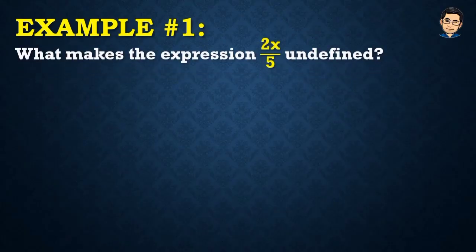So let's have example number 1. What makes the expression 2x over 5 undefined? Okay. So ang gagawin lang natin dito, yung denominator na 5, equate natin sa 0. Now, is 5 equal to 0? No. So 5 is not equal to 0. So therefore, there is no restricted value that would make 2x over 5 undefined.